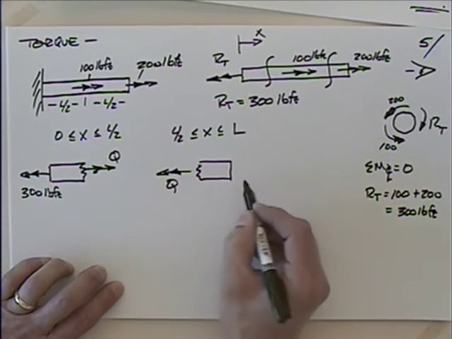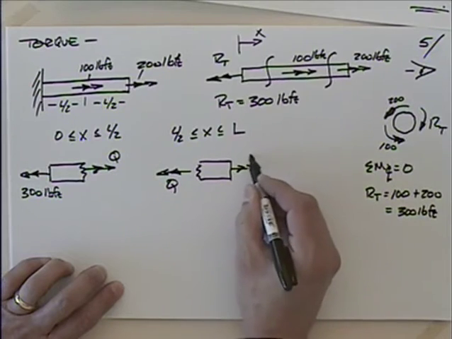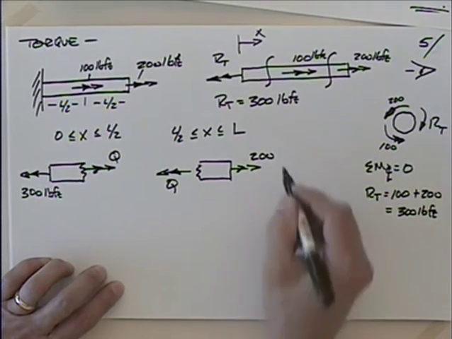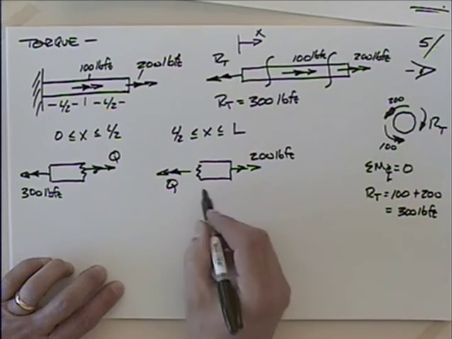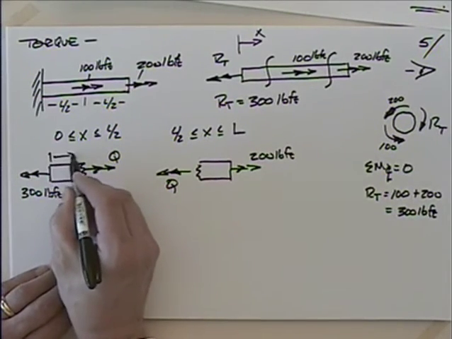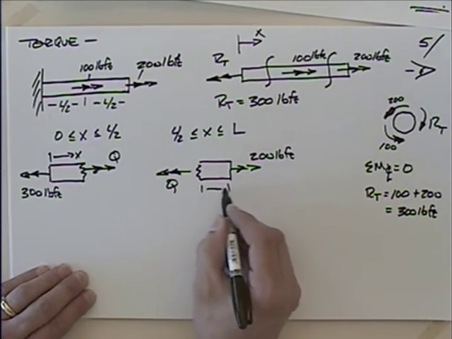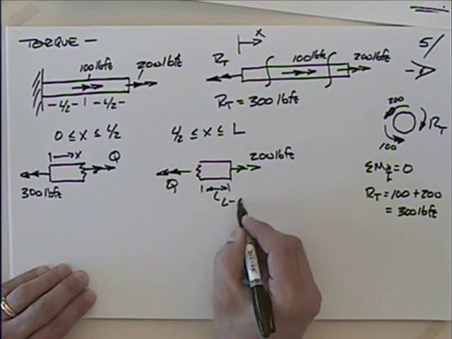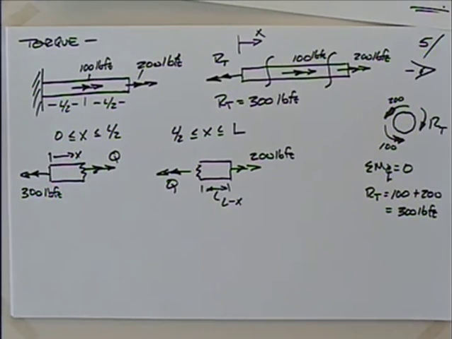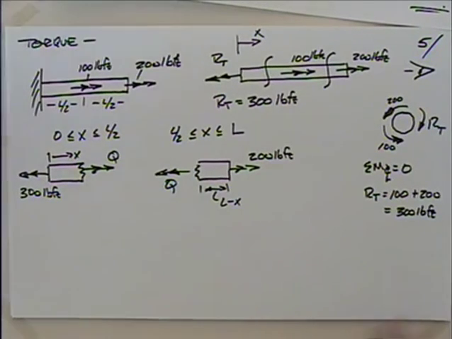So I've got the Q there. We've got 200 pound-feet. And I have to be careful. This dimension is X, whereas this dimension here is L minus X. It's not going to affect our calculations, but we always want to keep that in mind. It's usually a bigger deal when you have a distributed load. You could have distributed torques.